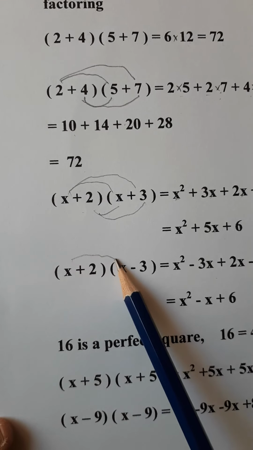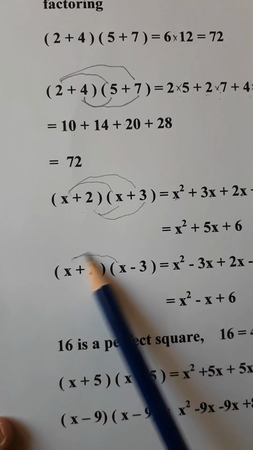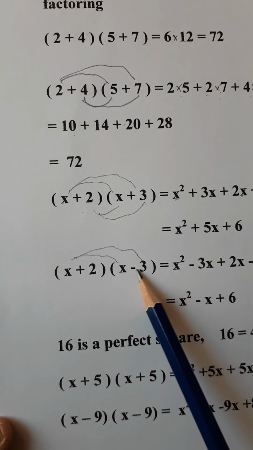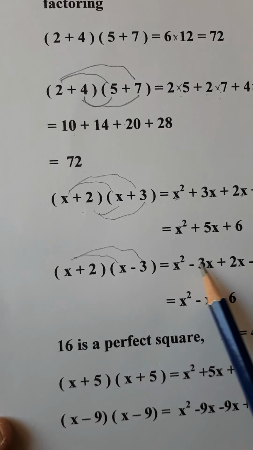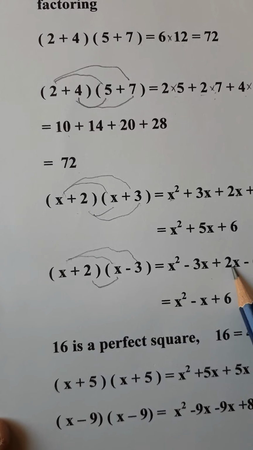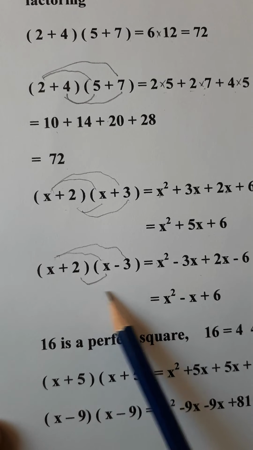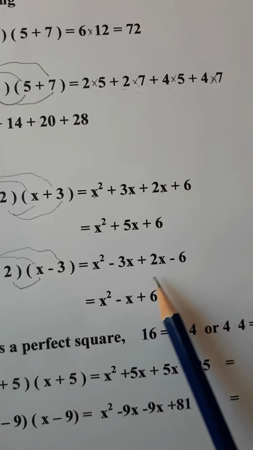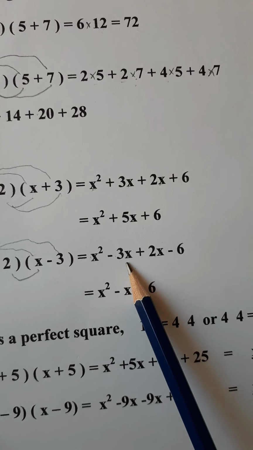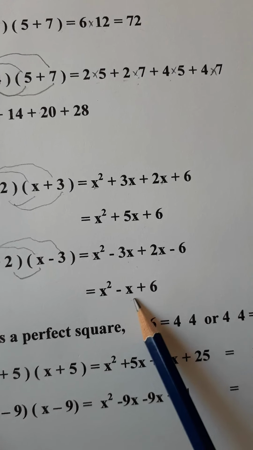Same here. x squared minus 3x, with a minus sign in front of the 3. And 2x plus 2 times minus 3, minus 6. So we know that minus 3x plus 2x is now minus x.